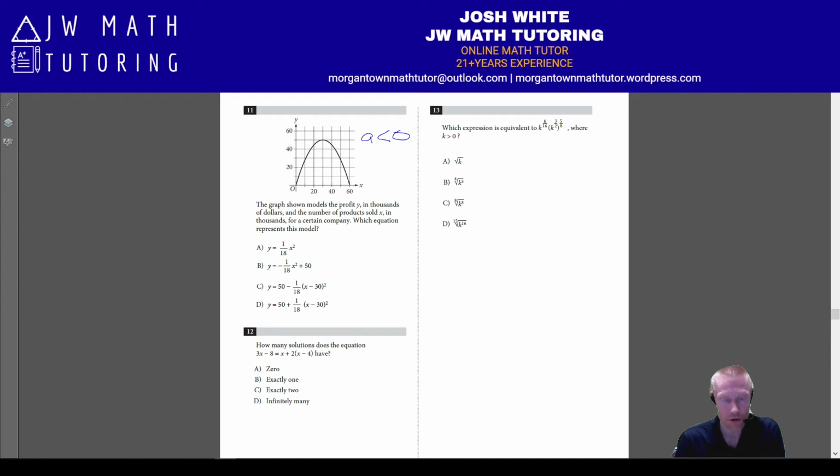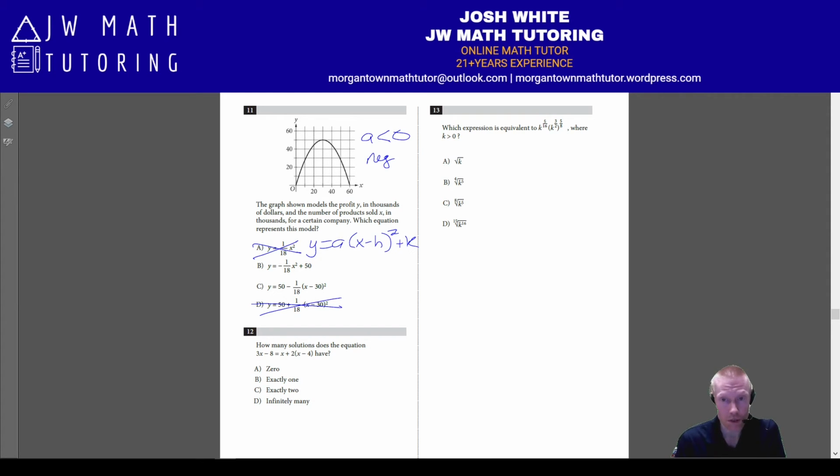And notice pretty much all of these equations are in what I call vertex form, which is y equals a parentheses x minus h squared plus k, where h and k are the vertex, a is the number in front of the parentheses. So since a has to be less than 0, i.e. a is going to be negative, we can get rid of answer choice A. We can also get rid of answer choice D. So now we're down to B and C.